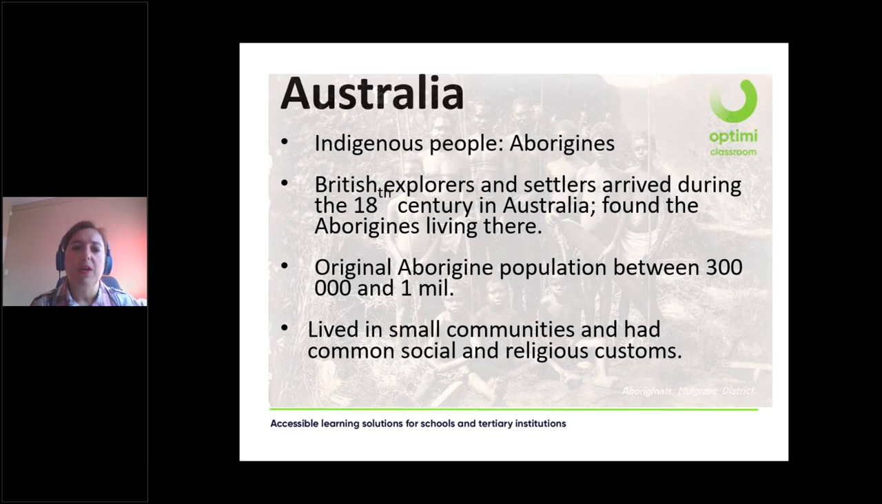Now, the original Aborigine population at that stage was between 300,000 and 1 million people. That is just an estimate. Aborigine people lived in small communities, but they all had common social and religious customs. And again, very much like the Native Americans, these people lived very close to nature. They respected nature, and obviously not at the same level as Western development, and therefore also reasons why they were considered inferior.